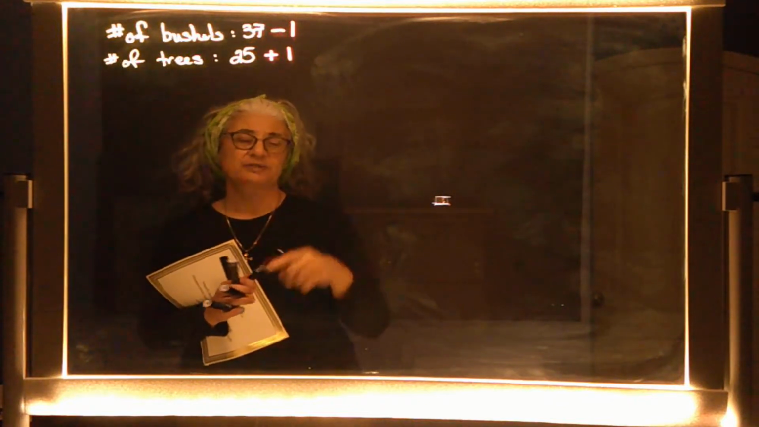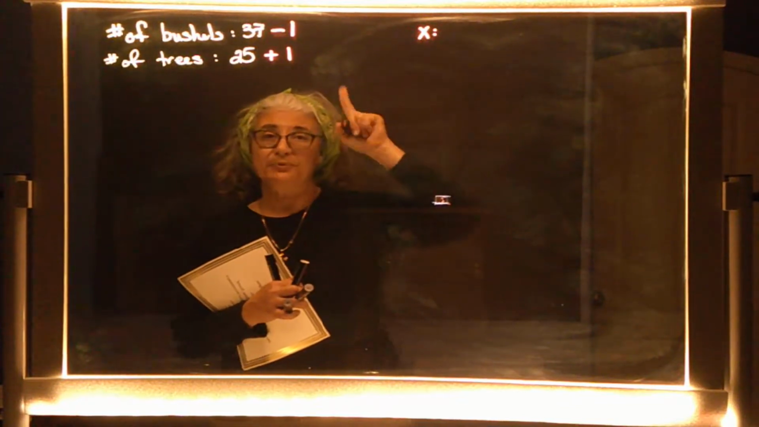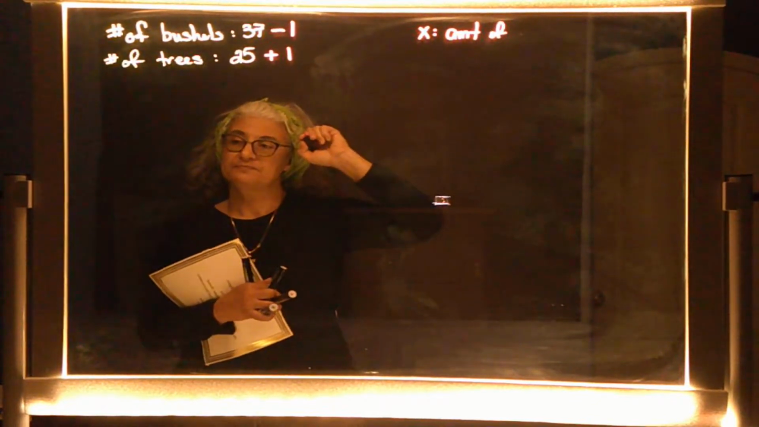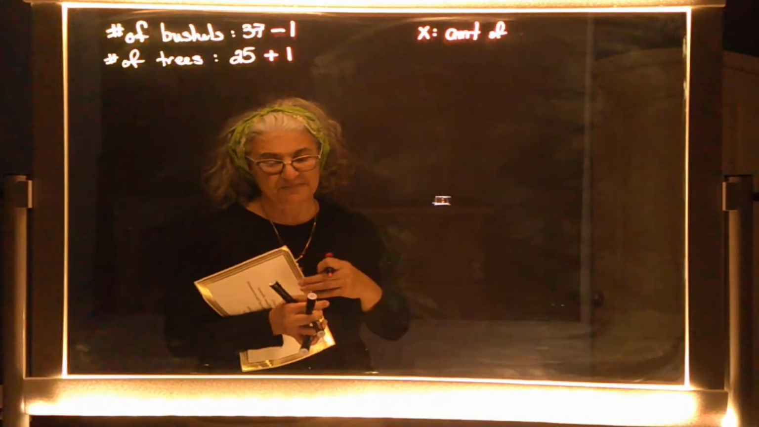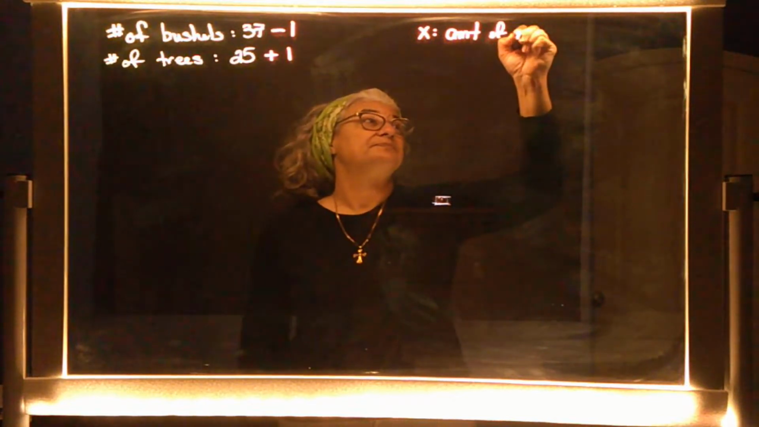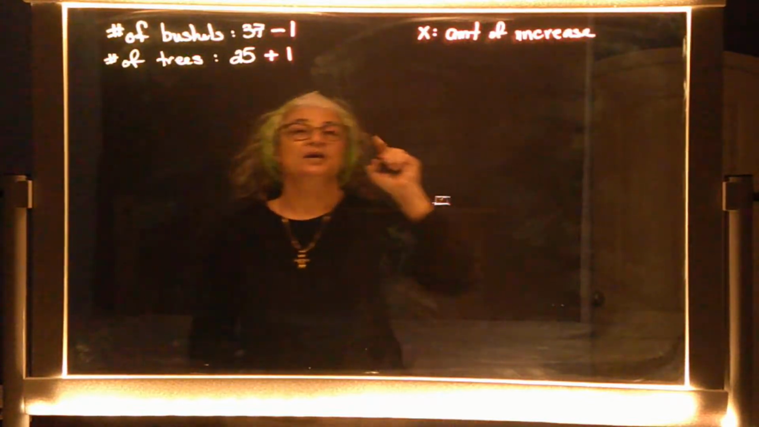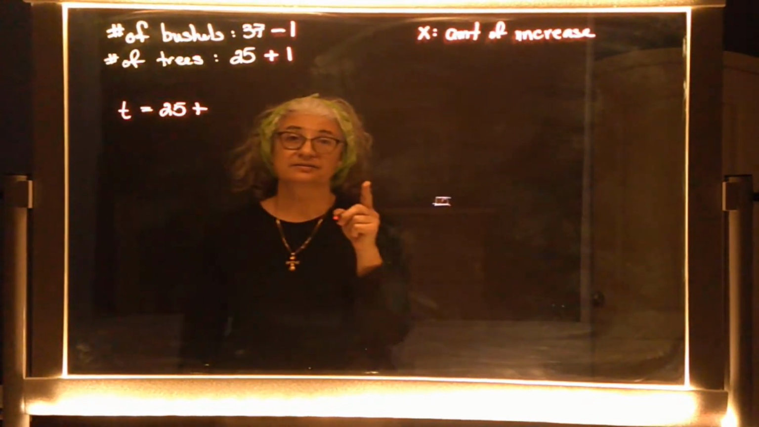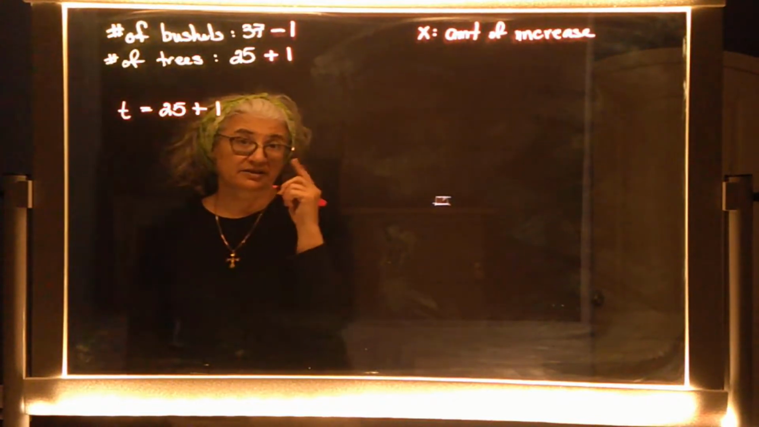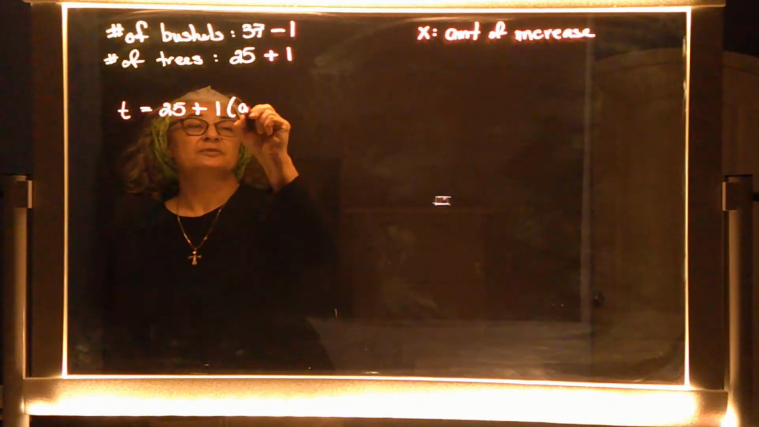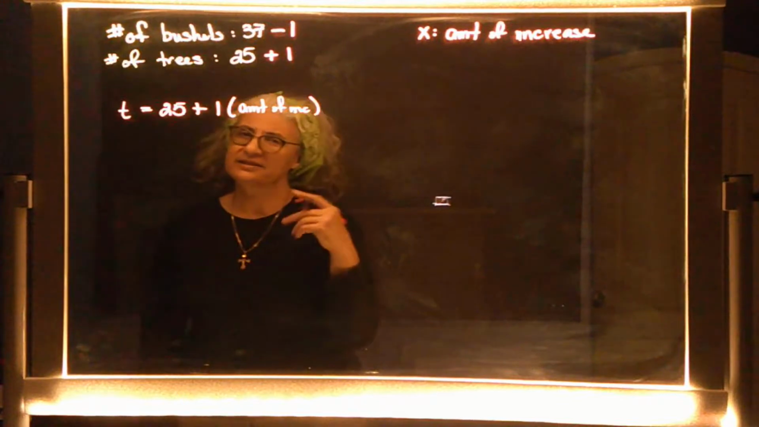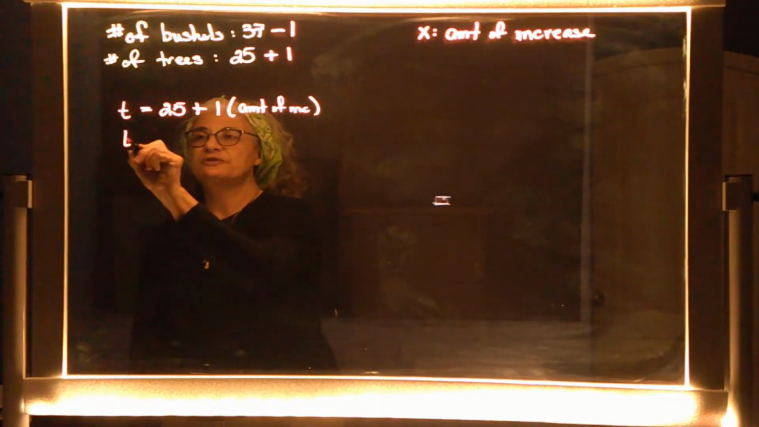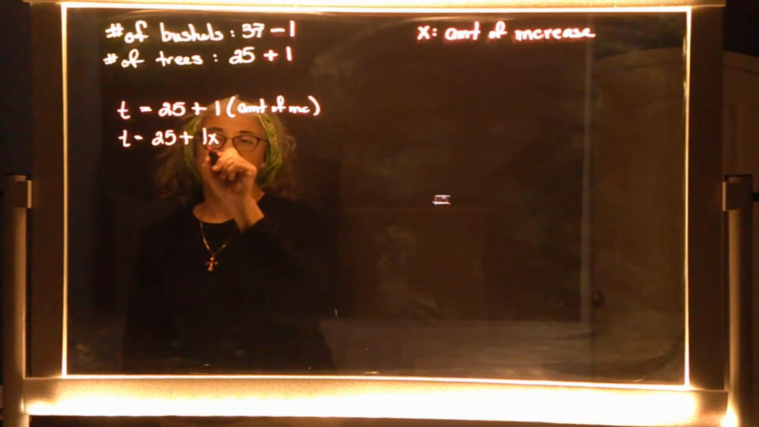So don't write anything, just bear with me a moment. I'm going to let x represent the amount of increase. Which means my number of trees is going to be equal to 25 plus 1, because it's for every tree, 1 times the amount of increase. Again, this is a 1-to-1 ratio, but sometimes it's not, so I need you to bear with me here a second. Which means the number of trees we have is going to be 25 plus 1x.